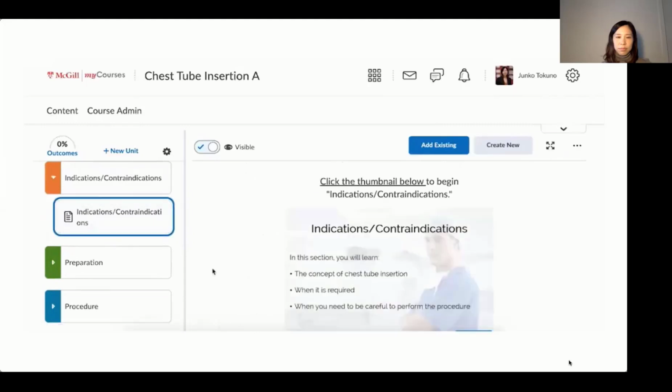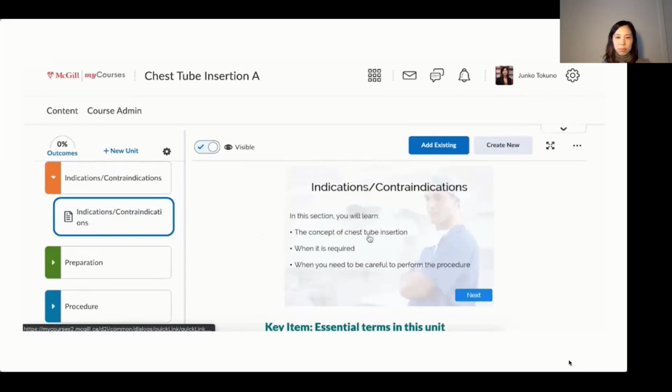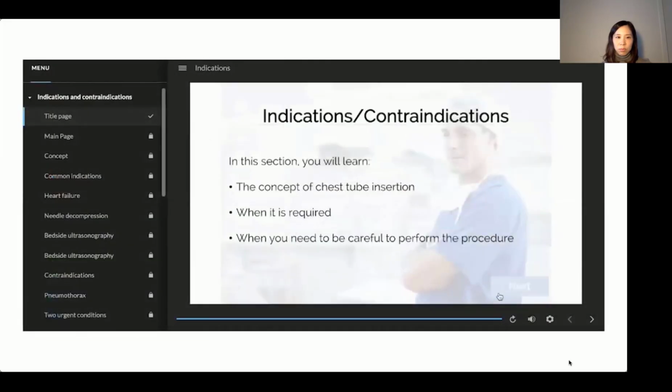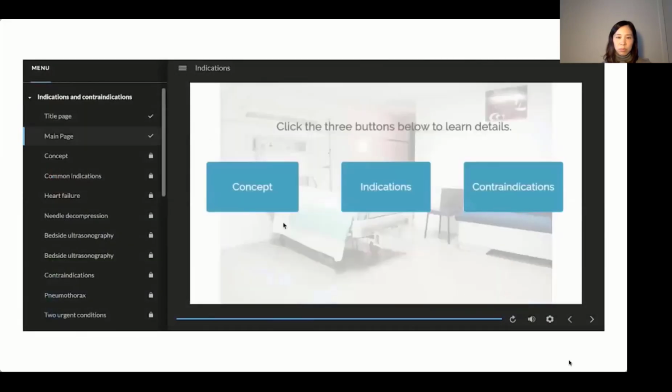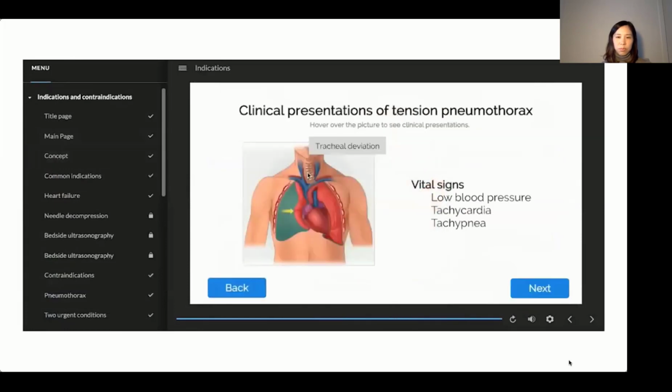Then when you click the first one, a thumbnail comes up. This is the module we developed on Storyline, and it is embedded in my courses. Buttons are used as triggers to proceed through the module, and animations and other graphics are also embedded. This is about tension pneumothorax. When you hover over the figure, it shows the characteristic pathology of that condition.